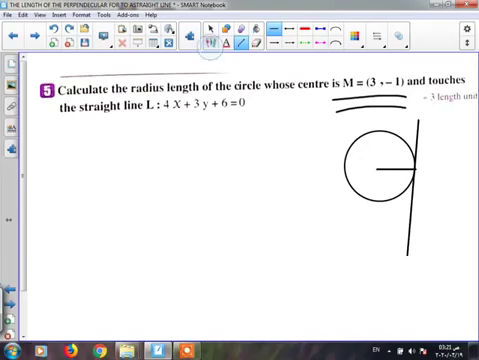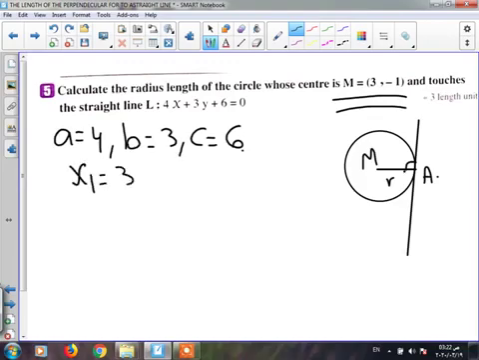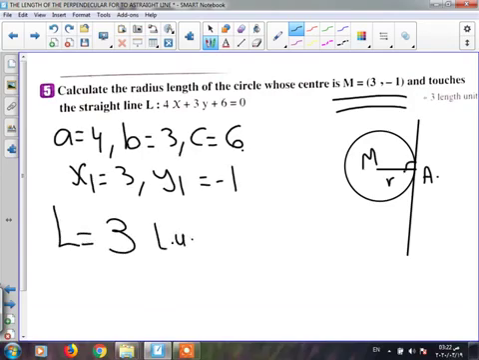You know that M is the center, and if the line is a tangent, it's a straight line touching the circle, so this is the perpendicular. If we want to get MA, the length of the perpendicular, he asked to find the radius, and in this case MA is going to be our radius. So A will be 4, B will be 3, C will be 6, x1 will be 3, and y1 will be -1, and we start to find L. It's going to be 3 length units.